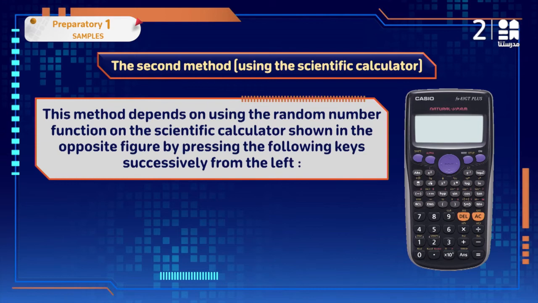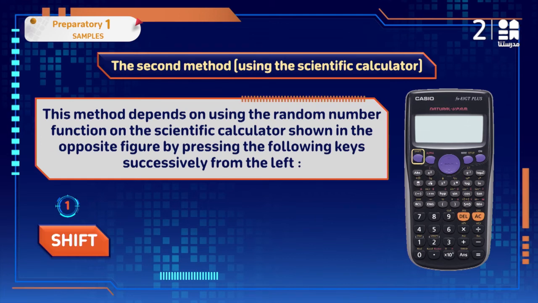This method depends on using the random numbers function on the scientific calculator shown in the opposite figure. Here it is, it's clear for you, by pressing the following keys successively, which means after each other. Number 1, we have to click on Shift. As you can see here, it's at the top to the left. Shift.